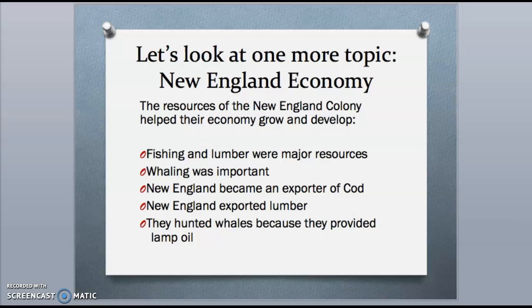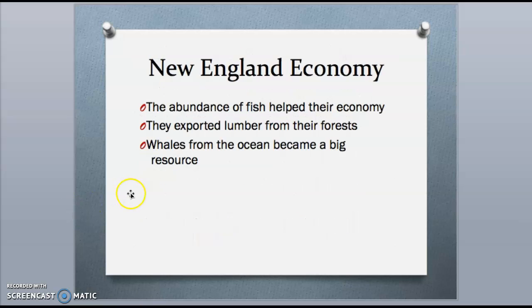All right. Take a look. I don't know if I'm giving you enough time, but I'm going to go ahead and show you my responses. So I could say the abundance of fish helped their economy. That way I'm combining the resource of fish, and I can talk all about cod in there too. I can say they exported lumber from their forests. I can talk about different ways they cut lumber and used lumber, and I can talk about whales from the ocean becoming a big resource. I can talk about what the whales were used for in that paragraph. Basically, I'm choosing fish, lumber, and whales as my subtopics.